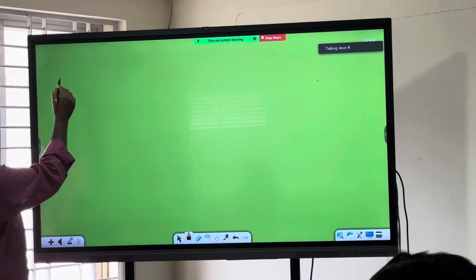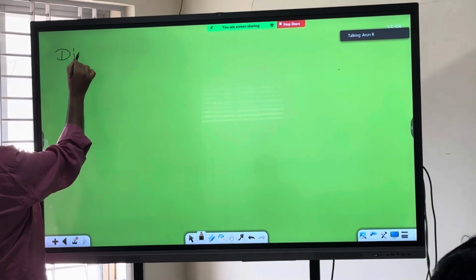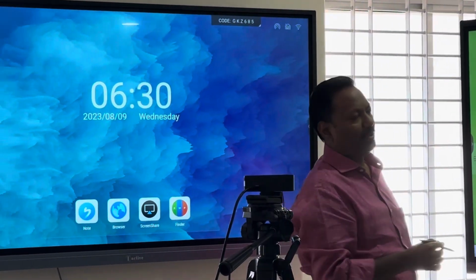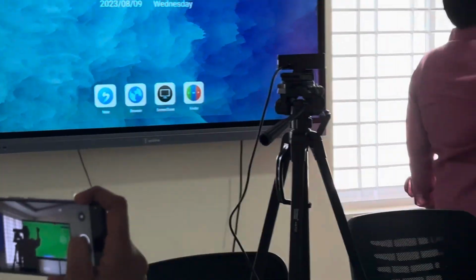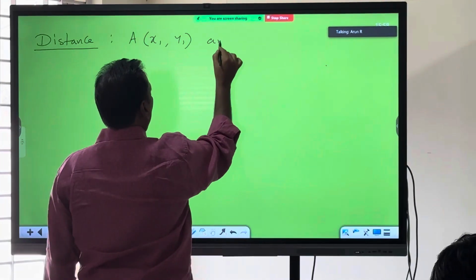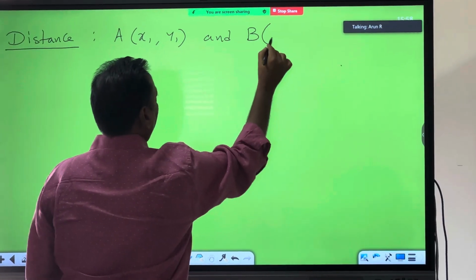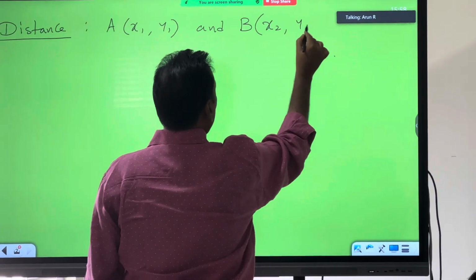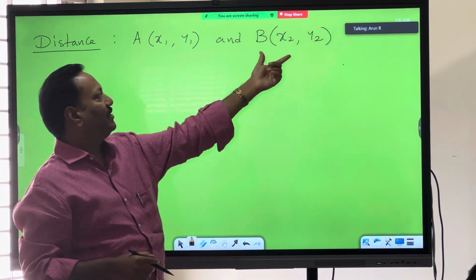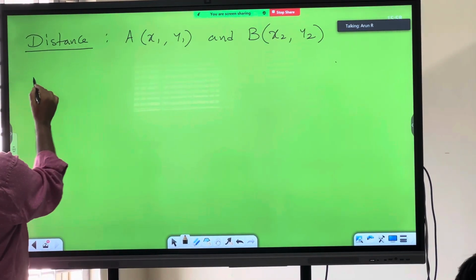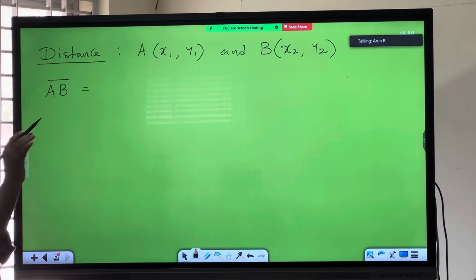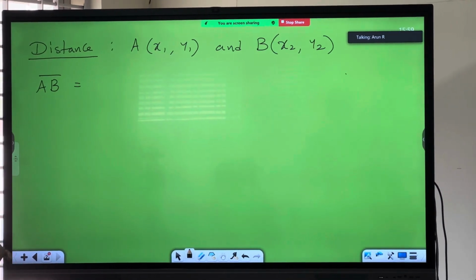To teach you about distance between 2 points. So how to find distance between 2 points? Suppose we have 2 points, point A having the coordinates x1, y1 and another point B which is x2, y2. How to find the distance between these 2 points? Suppose it is denoted by AB bar, what does that bar represent? Distance between 2 points, correct?